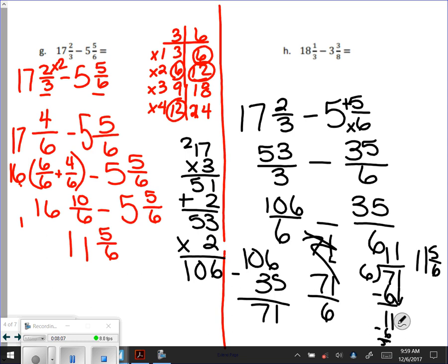So it really doesn't save you any work to do it the other way when you've got these huge fractions. But you have to do it either this way or this way because you're going to run into these types of problems.